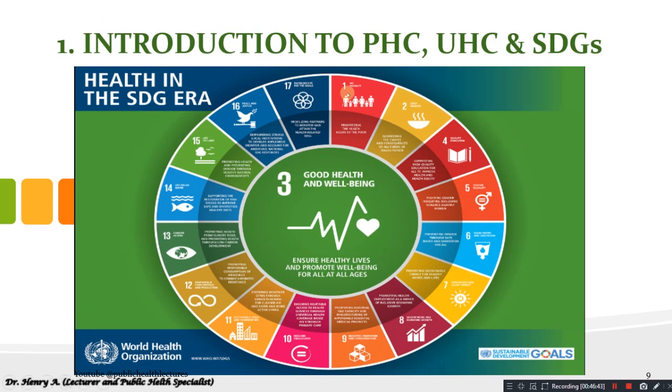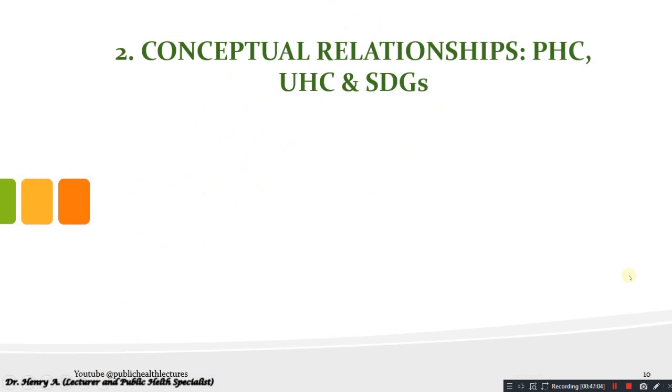So these are the 17 goals. And we have just seen number 3, good health and well-being: ensure healthy lives and promote well-being for all at all ages. We move to the second aspect, which is conceptual relationships between the PHC, UHC, and SDGs.